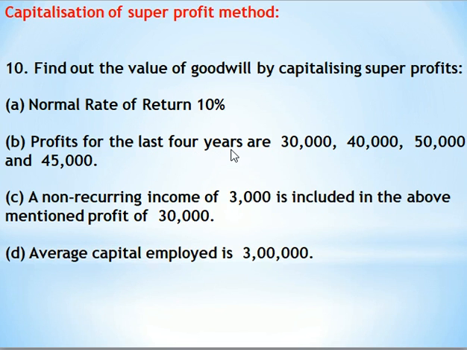Profits for the last 4 years are 30,000, 40,000, 50,000 and 45,000. A non-recurring income of rupees 3,000 is included in the above-mentioned profit of rupees 30,000. Average capital employed is 3 lakh.